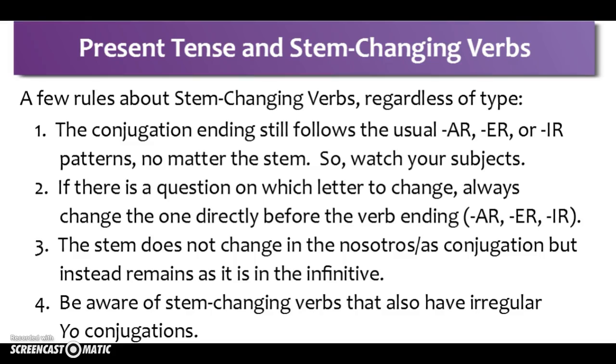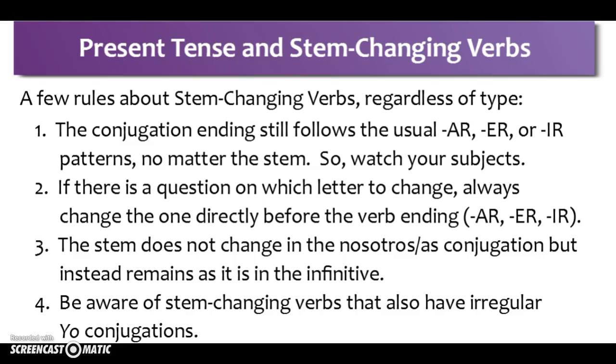Sometimes we have verbs where the stem change has more than one vowel, such as an E to IE stem-changing verb, and you'll have more than one E in the stem or the root of the verb. If you have a question on which E to change, you change the second to last one, or the one that comes right before the infinitive ending, whether it be AR, ER, or IR.